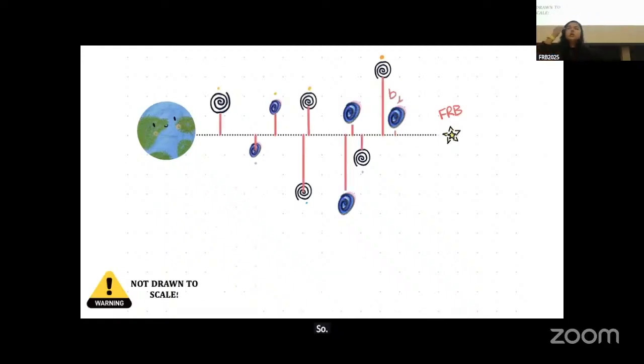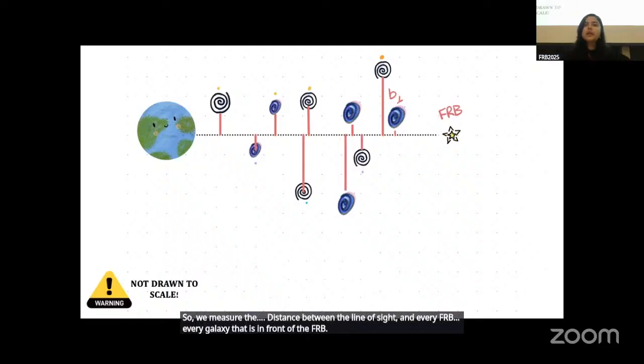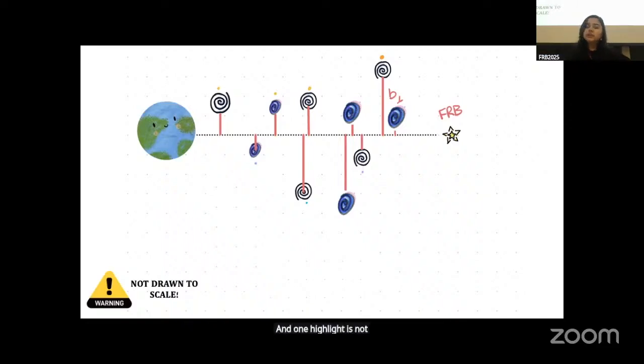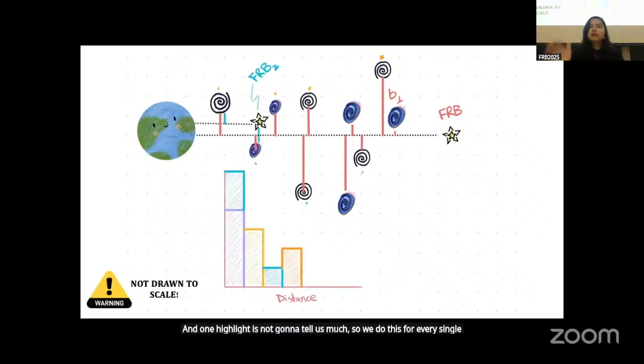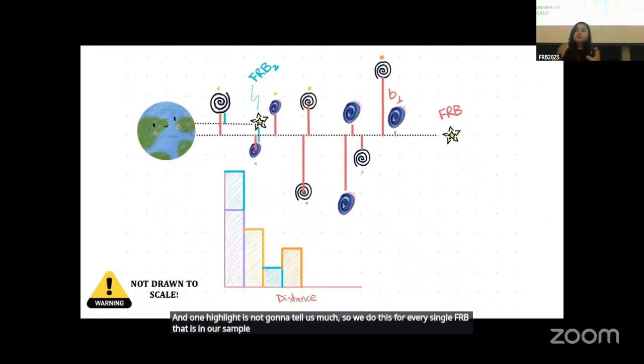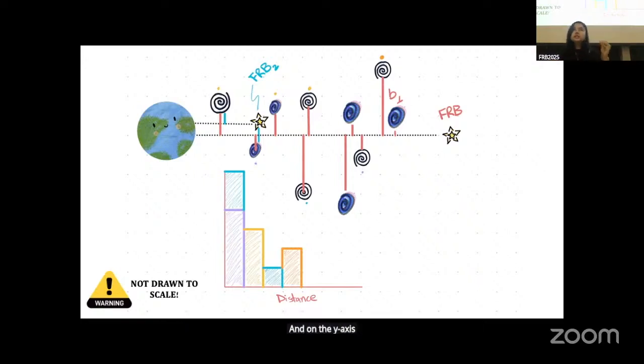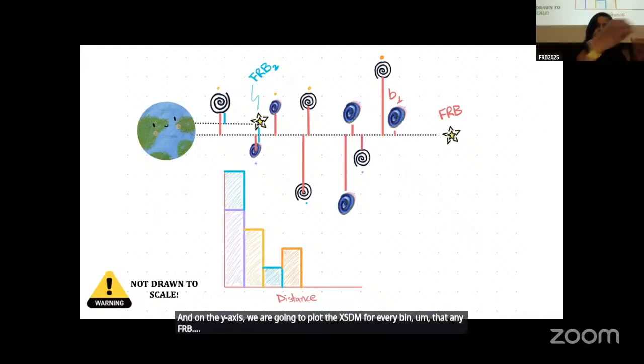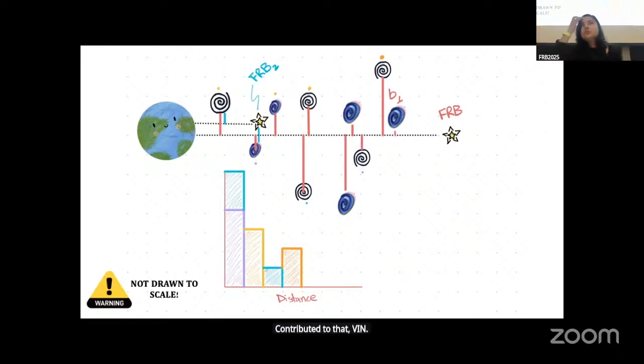So we measure the distance between the line of sight and every galaxy that is in front of the FRB. And one highlight is not going to tell us much. So we do this for every single FRB that is in our sample. And then we make this plot where, on the x-axis, we have bins of impact parameter. That's the distance between the galaxies and the line of sight of the FRB. And on the y-axis, we plot the excess DM for every bin that any FRB contributed to.